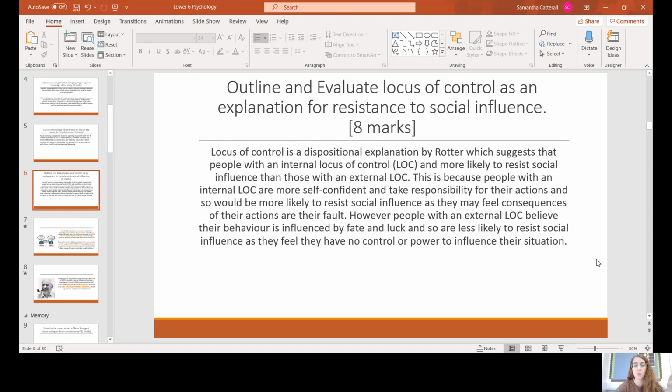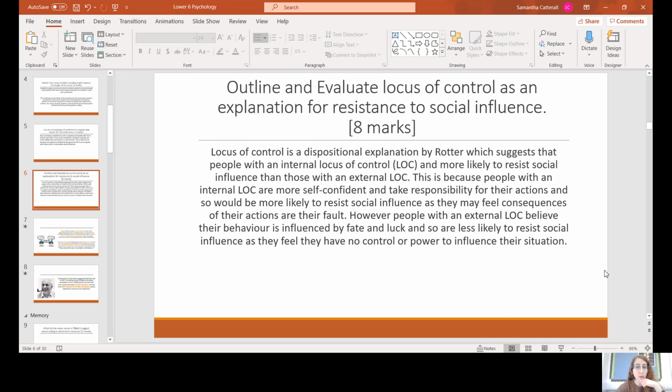So you're not just defining what locus of control is, you're not just saying what the theory is, you're explaining how that theory can be applied to resistance to social influence, because locus of control as a dispositional theory can be applied to many things. It can be applied to why people have phobias, for example. So we're applying it to resistance to social influence. You've got to kind of make sure that you do that specifically to get the marks. Now, that's the first part of it.